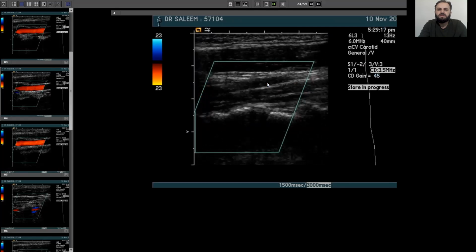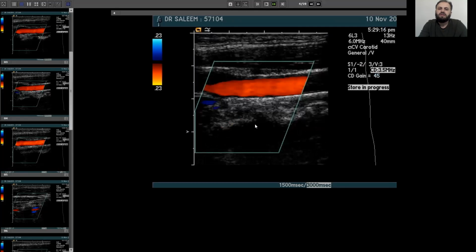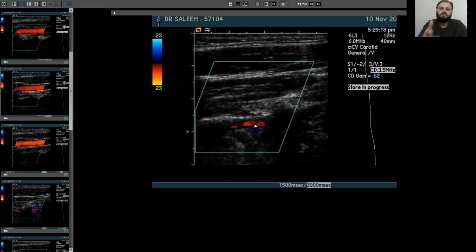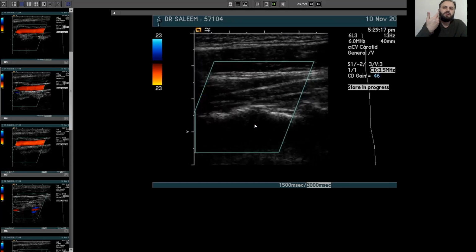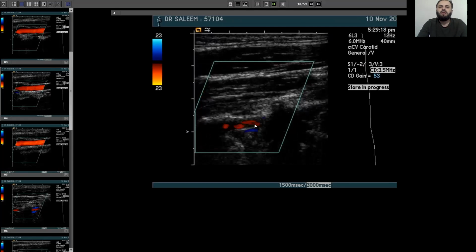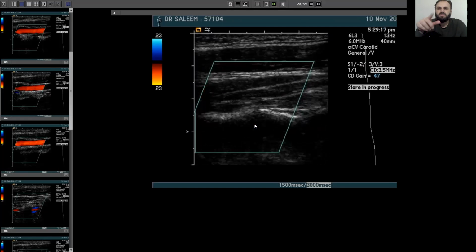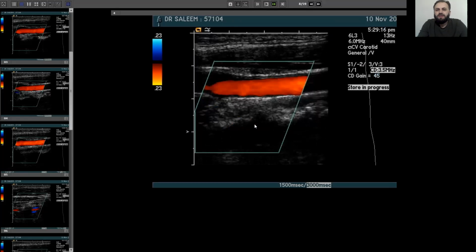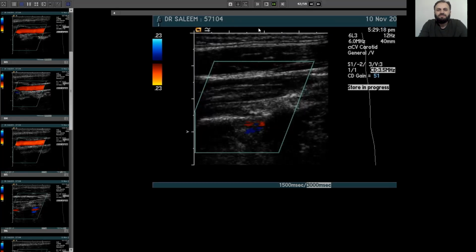So let's make our CCA red, and then let's see what is on our vertebral. Angle it more laterally. That was the simple trick. Just angle it to the lateral and match both colors. It has to match each other. So hopefully, that was an easy trick.